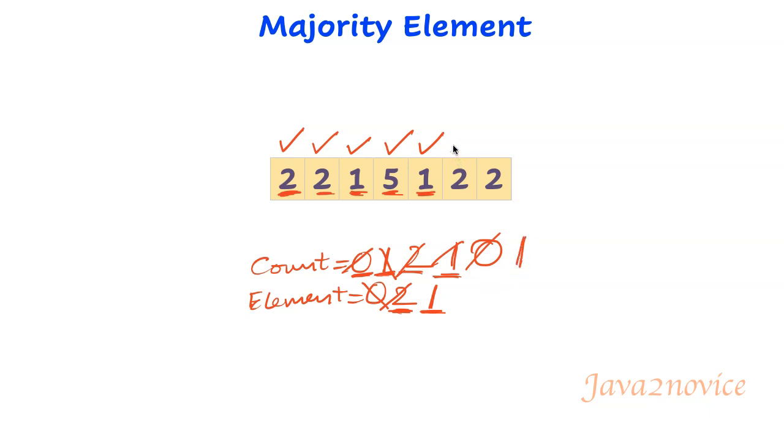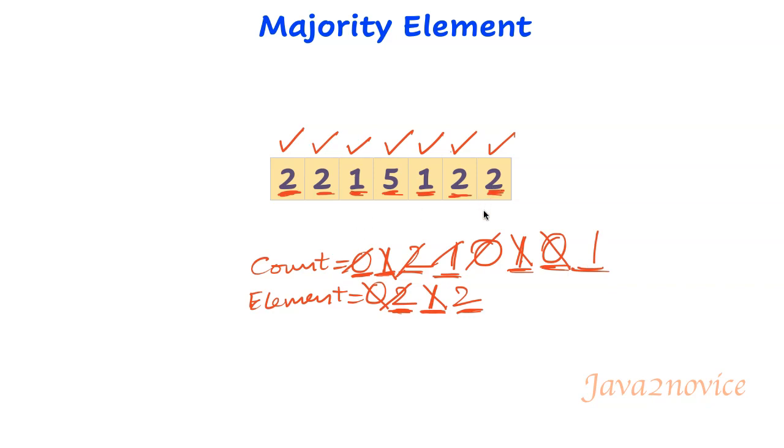In the next iteration, the number is 2. Count is not equal to 0. 1 is not matching with 2, so let's decrement this value. Count became 0 now. In the next iteration, the number is 2. Since count is 0, let's replace the element value with the current number. Since the element value is matching with the current number, increment the count. So this became 1 now.